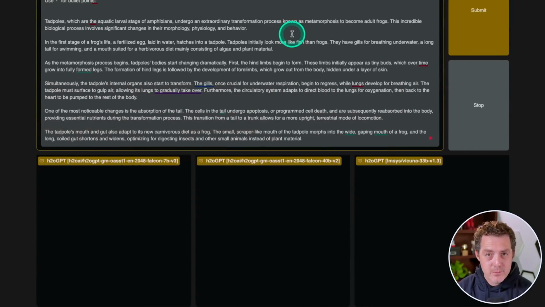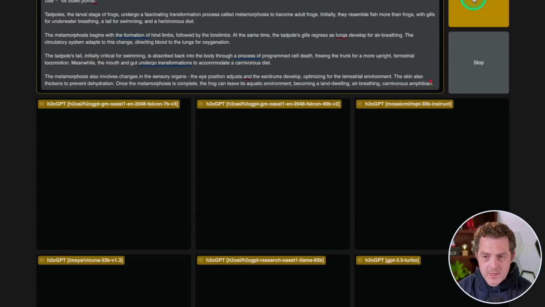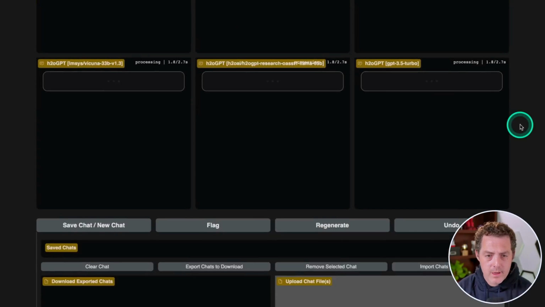Last, let's give it a summarization prompt. I asked GPT-4 to tell me how tadpoles become frogs, and I said to give it to me in 500 words. Let's see if this works. All right, it looks like that prompt was too long, so I'm gonna shorten it up and try again. Here's a 200 word explanation for how tadpoles become frogs, and it looks like that's gonna work.